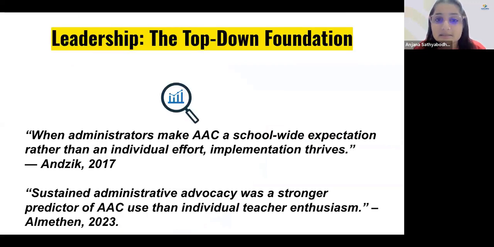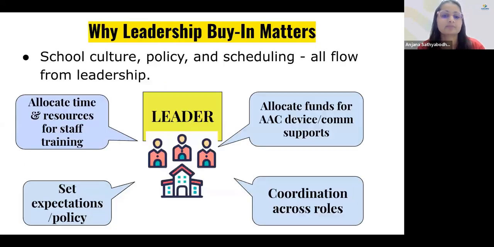When we look at some research studies, they have found the same thing. When administrators make AAC a school-wide expectation rather than an individual effort, implementation thrives. Sustained administrative advocacy was a stronger predictor of AAC use than individual teacher enthusiasm. So it may not be very effective if only one or two people are enthusiastic about it.